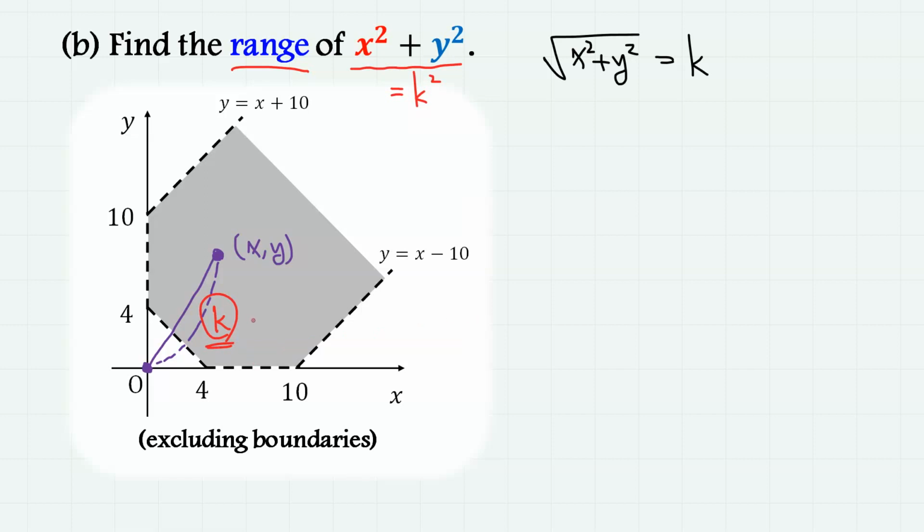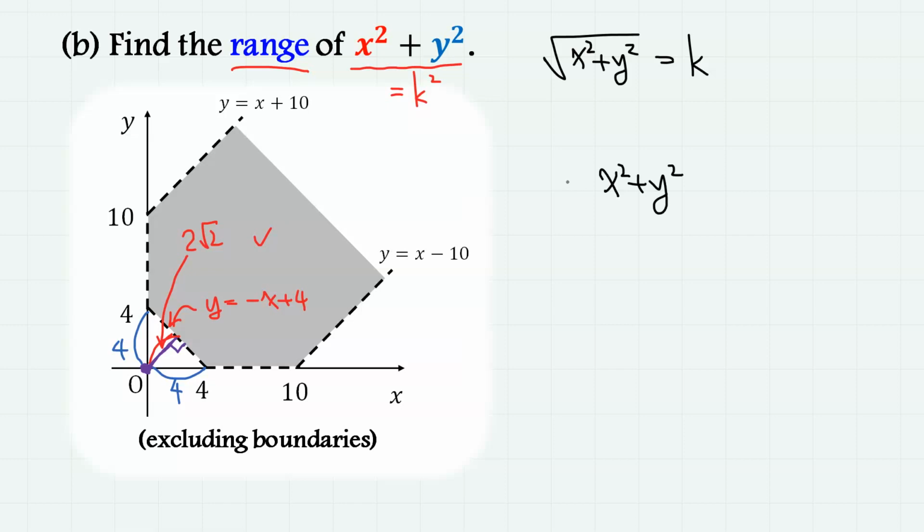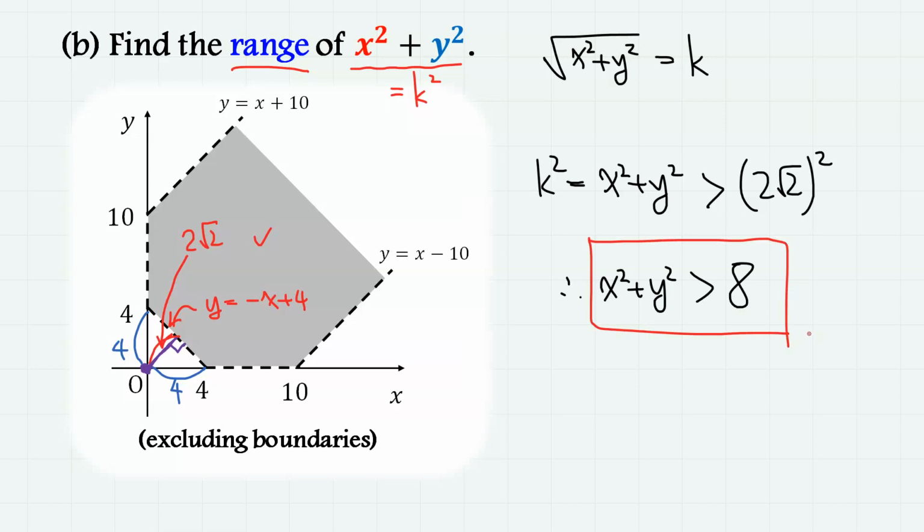And we can easily find the lower boundary of that distance. From this obtained region, we can see that the distance from the origin to a point inside the region is greater than this distance to the line y equals minus x plus 4. And I don't even have to bring up the formula, because you can easily find that since these distances are 4, this distance is 2 times the square root of 2. Therefore, x squared plus y squared, which is k squared, is greater than 2 times the square root of 2, squared. So we have x squared plus y squared greater than 8. And this is the answer.